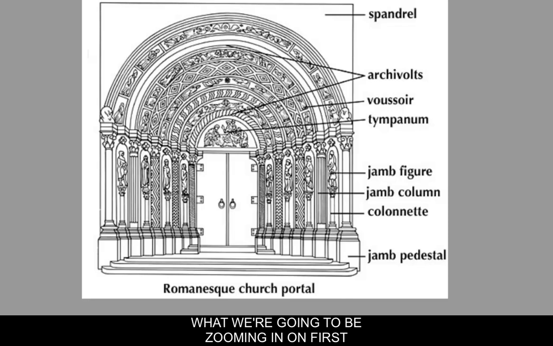What we're going to be zooming in on first is actually what's called the tympanum, which is the center of the building there. And when we actually talk about later buildings, when we get to the Gothic era, we're going to be looking at the jambs and the jamb figures and the pedestals and that kind of thing. But what I want to do is focus really on the tympanum.